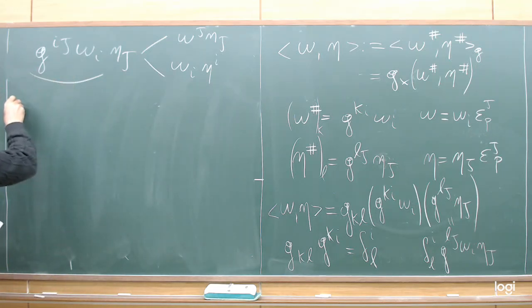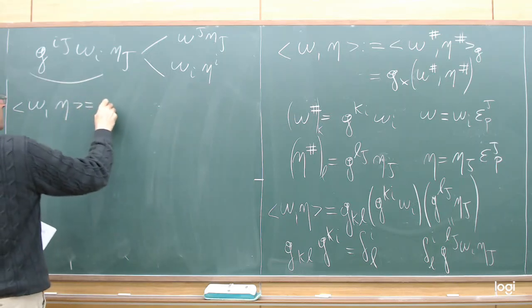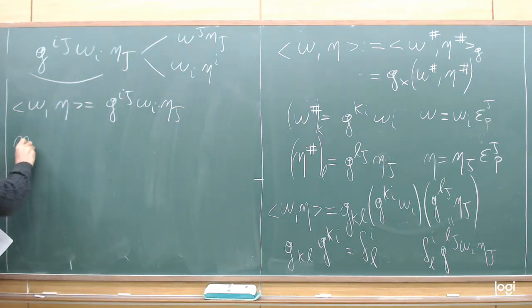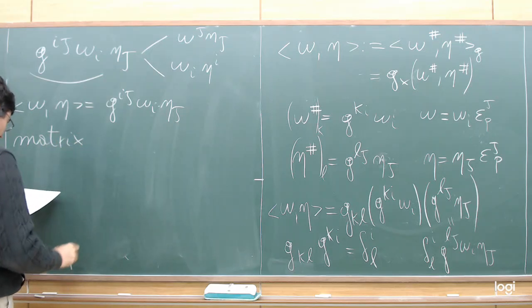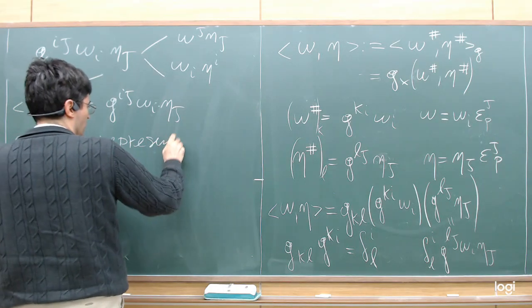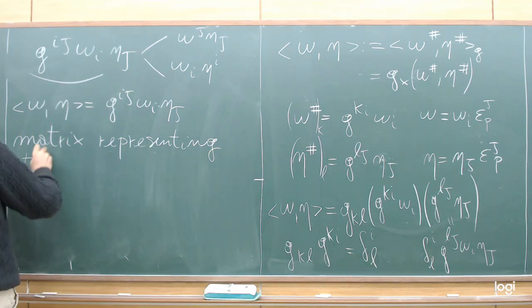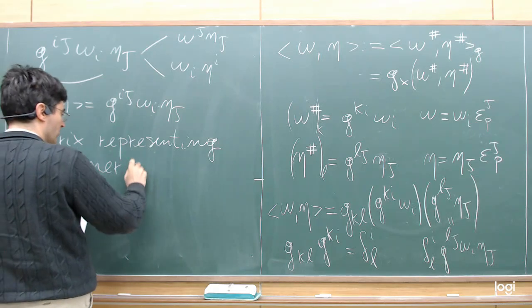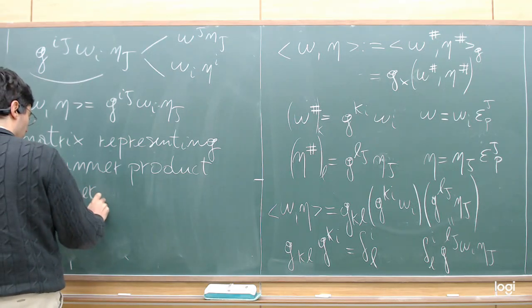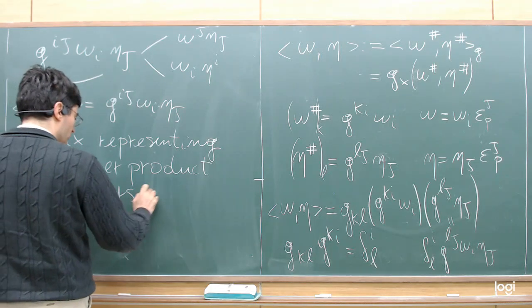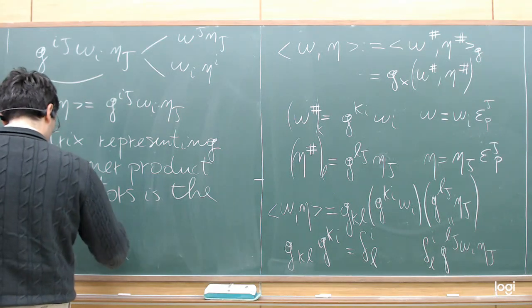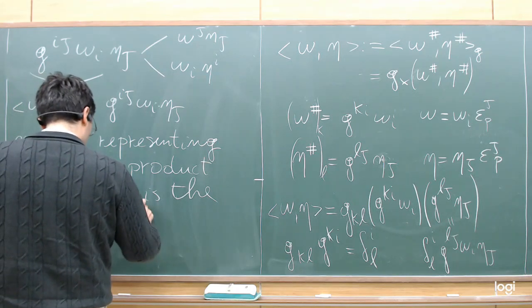This formula says also the following. It says that the matrix representing the inner product of covectors is the inverse of g i j.